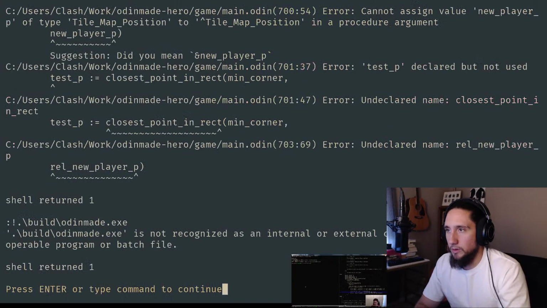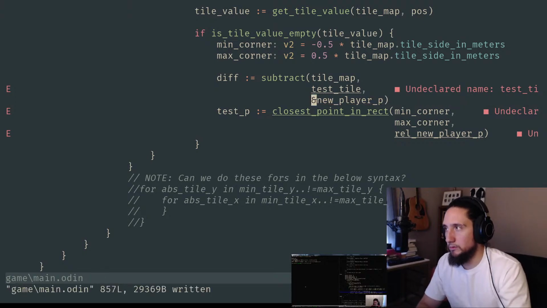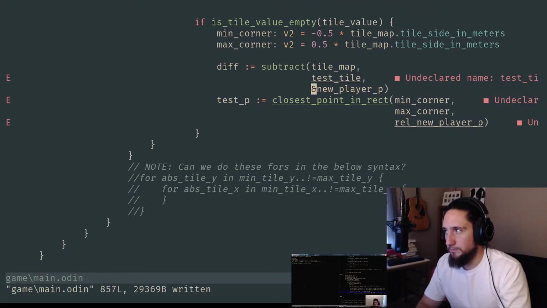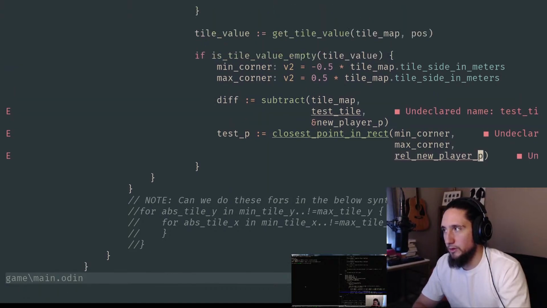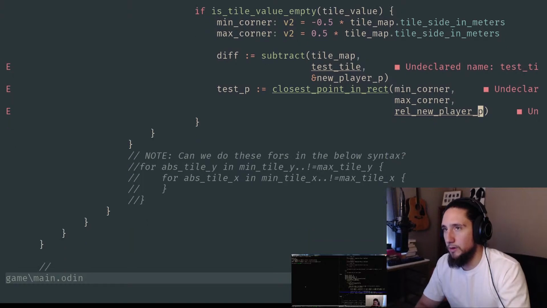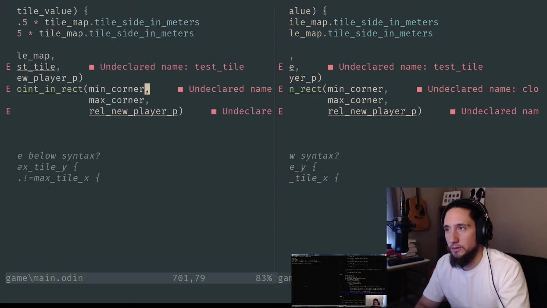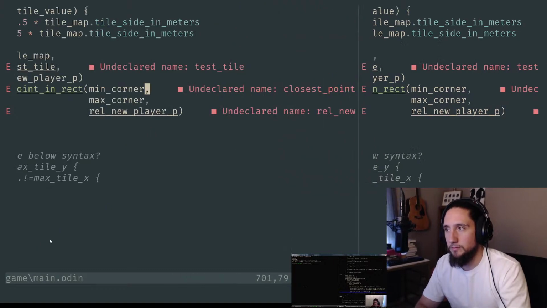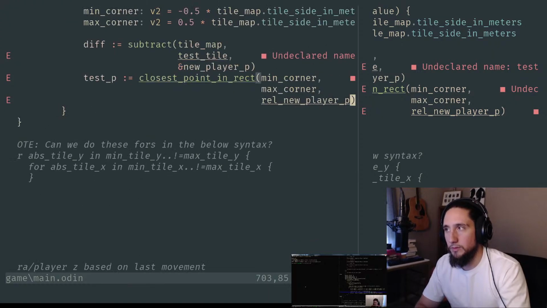Cannot assign value. We can if we turn it into a pointer. And so this proc does not exist, and this does not exist. We have a few things here that don't exist, but we'll figure it out. Maybe if I do this, I don't like my code being so, yeah, I don't know what to do about that. This is not really any better.